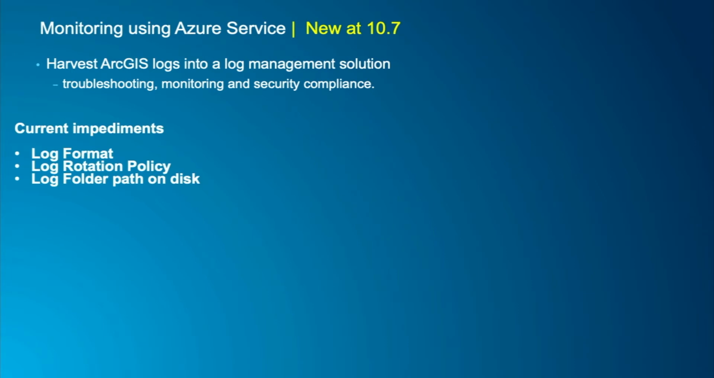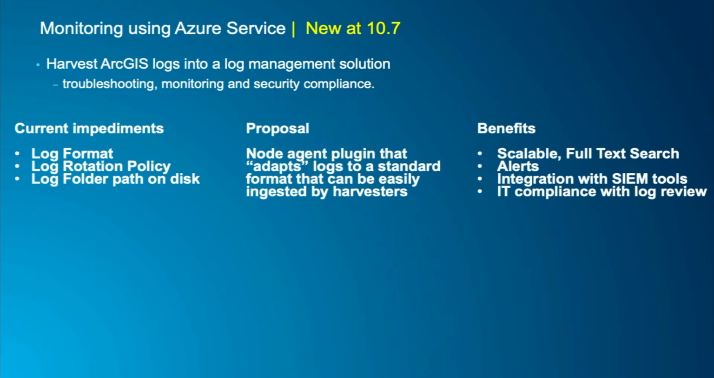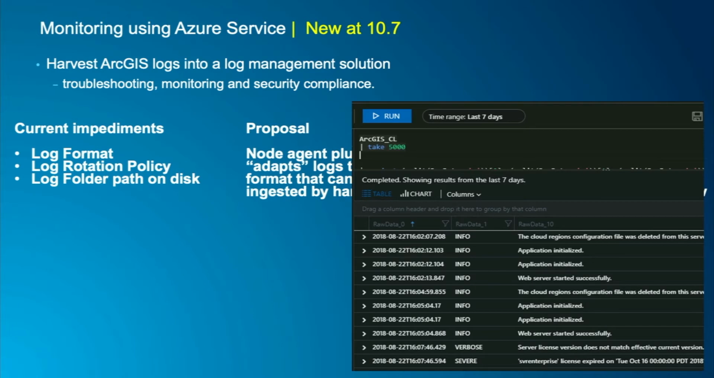So currently, with current release versions of ArcGIS, there are some impediments which make this task a little onerous. Like the log format is custom, and the rotation policy and the path on disk have some changes with that. So what we did was basically the team worked on some changes that adapt these logs to make them easy to be ingested by these harvesters. And the benefits of getting your logs into one of these log management solutions is you can now have full text search on it. You have alerts. They integrate with SIEM tools, which help in security reviews and compliance.